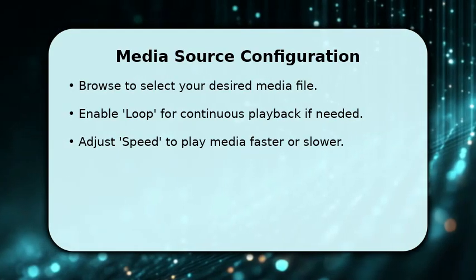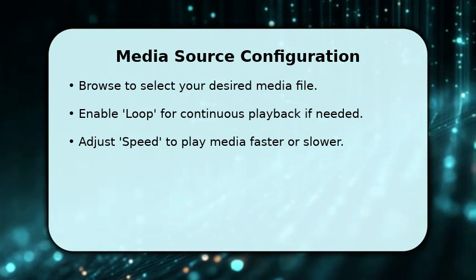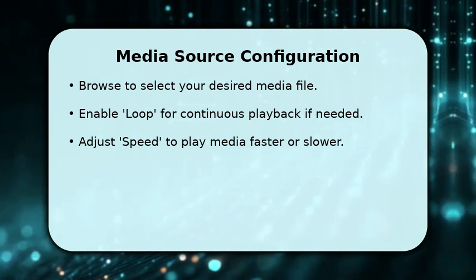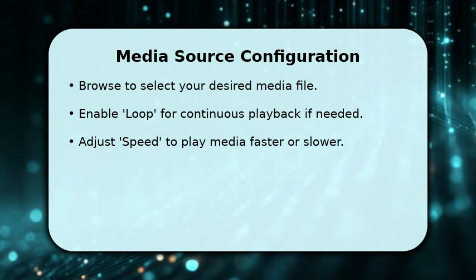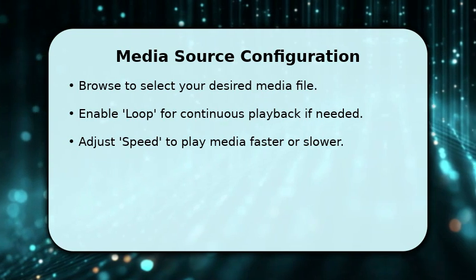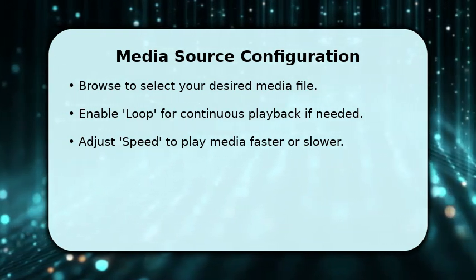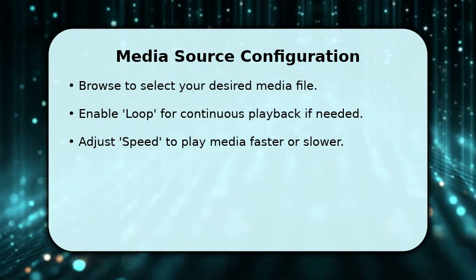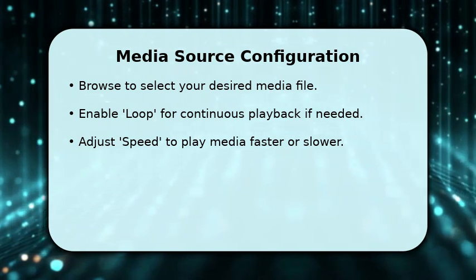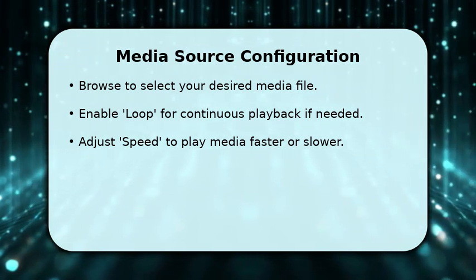Now let's configure your media source. Click Browse to select the video or audio file you want to share. You can choose from various formats, including MP4 and MP3. If you want the media to play continuously, check the loop box. Adjust the speed slider to make your media play faster or slower, perhaps at 1.5 times normal speed. Also, consider checking Restart Playback when source becomes active for consistent replays.